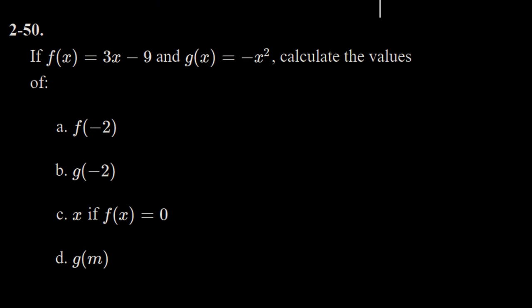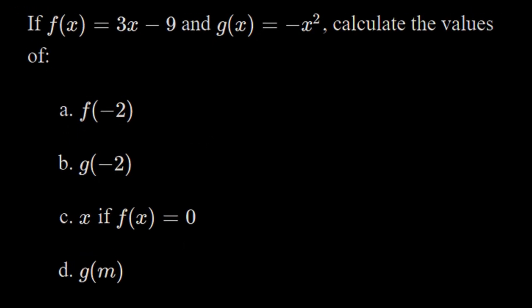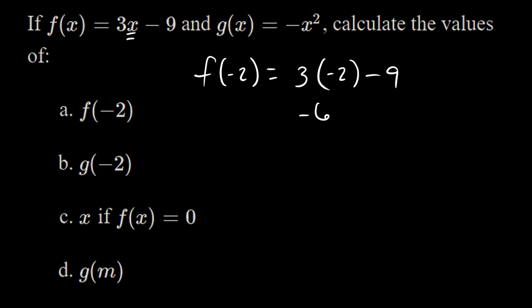Question 50 says, if f of x is equal to 3x minus 9 and g of x equals the opposite of x squared, calculate the value of f of negative 2. Oh, I like this. You can see the definition of f. I want f of negative 2, and that's going to equal 3, and I use these parentheses, and that's where I put my x. 3 times the negative 2 and then minus 9. 3 times negative 2 is negative 6, minus 9, we're looking at negative 15. So f of negative 2 is negative 15.